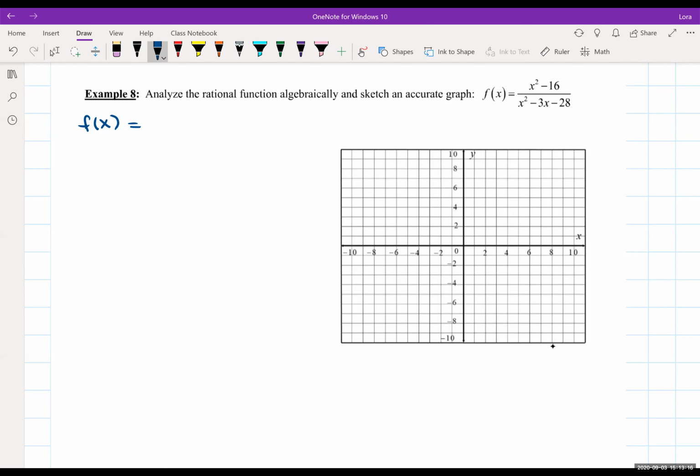So I look at x squared minus 16 in the numerator. I know that's a difference of squares. So that will factor down to x plus 4 and x minus 4.